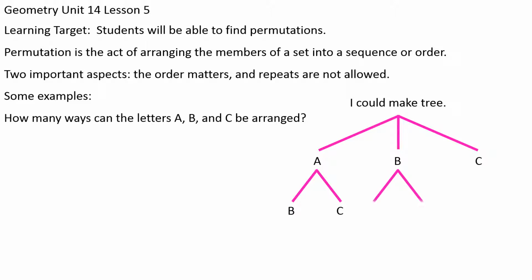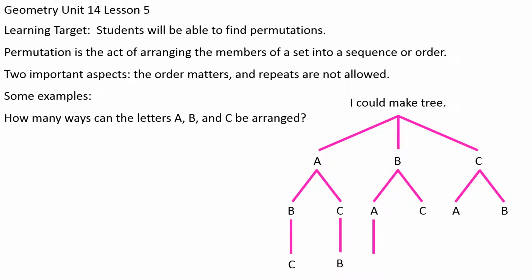If my first choice was B, my second choice has to be either A or C. Or if my first choice is C, my second choice has to be either A or B. Now, if my first choice was A and my second choice was B, my third letter has to be C. If the first letter is A and the second letter is C, no choice. The third letter has to be B.